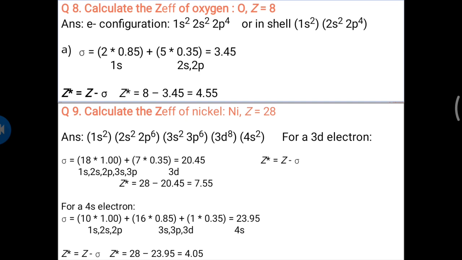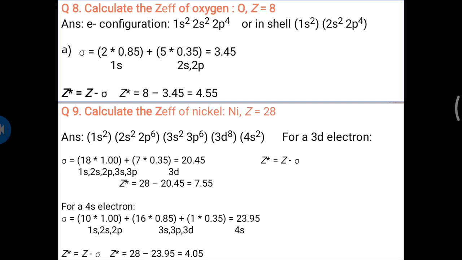Similarly, the effective nuclear charge of nickel. Write down the electronic configuration of nickel, then write it in the form of groups: 1s2, 2s2, 2p6 is the second group, 3s2, 3p6 is the third group, and then 3d8 and 4s2. Here we calculate, and the effective nuclear charge of nickel is 7.55.